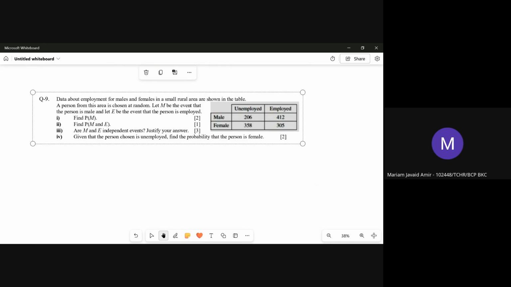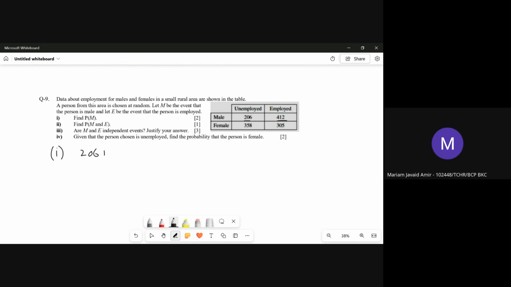Data about employment for males and females in a small rural area are shown in the table. A person from the area is chosen at random. Let M be the event that the person is male and E be the event that the person is employed. Part 1. Find the probability of selecting a male. So we'll find the total number of males divided by total number of people, and that would be the probability. So total male are 206 plus 412, divided by the total number of people, that would be the sum of all of these.